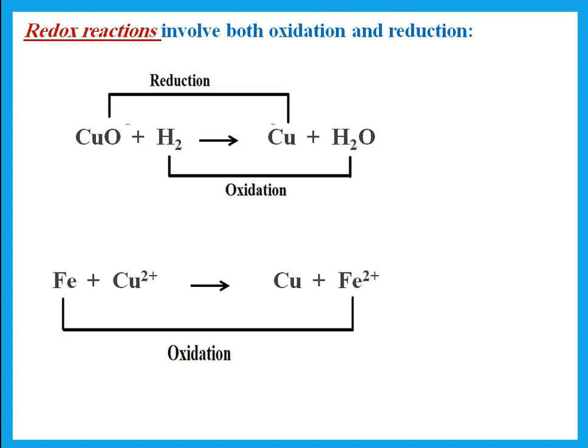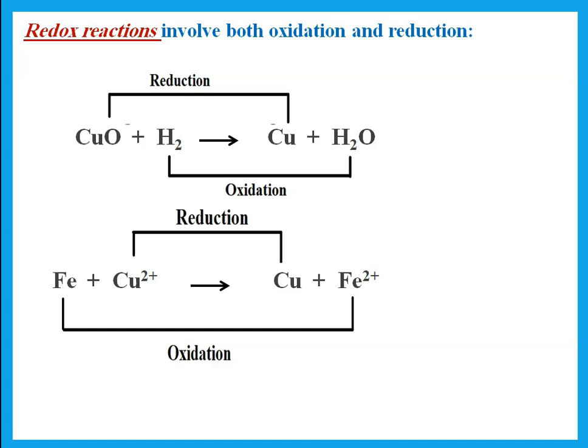Second equation, the Fe has changed to Fe2+. If we say with respect to transfer of electrons, well, that means that the Fe has lost electrons, and that is oxidation. If we say with respect to the oxidation number, well, the Fe has no charge on it, so the oxidation number is 0. It changed to Fe2+. That means it changed from 0 to +2. That is an increase in the oxidation number. That is oxidation. And we say that it is the Fe that has been oxidized.